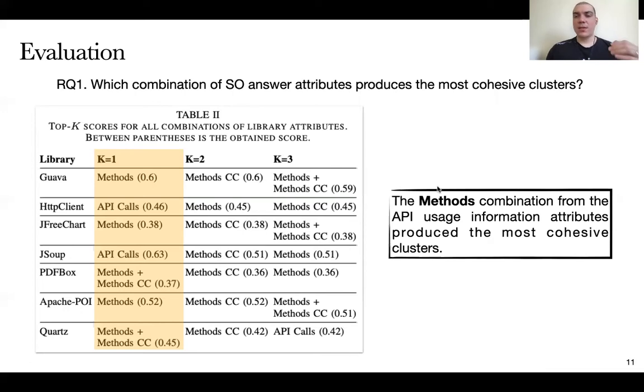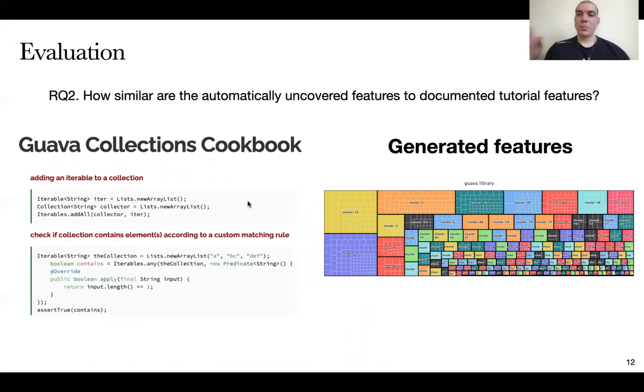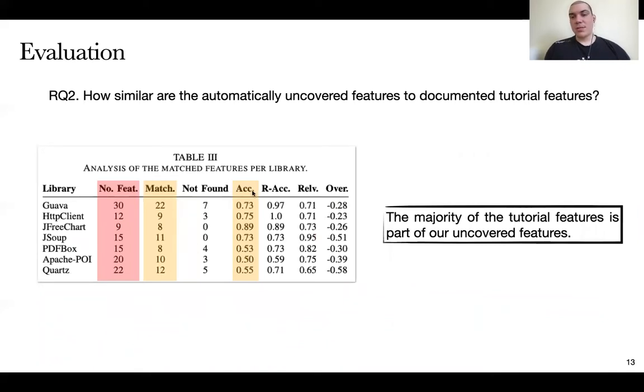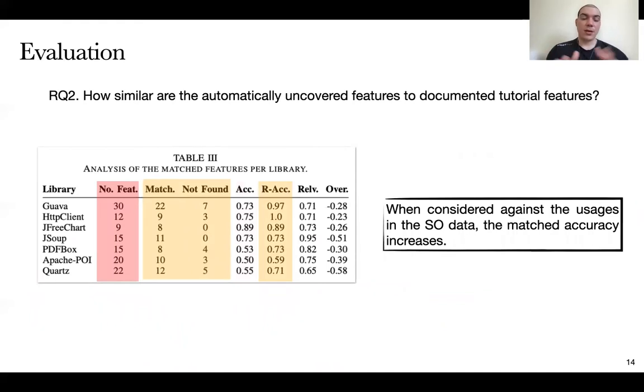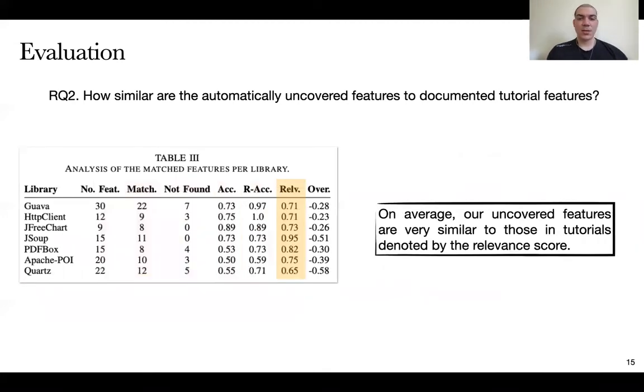We also wanted to research if the proposed features correspond to tutorial features. For example, we extracted cookbooks and tutorials from the libraries that we performed the study on, and we compared them to the features generated by our tool. In this case, we found that a high percentage of them were matched, and if you discard the information that is not in our data, this match accuracy increases. Also with high relevance, because we compare the classes and the methods that are involved in the features generated by our tool and the tutorial features. And on average, our uncovered features are very similar to those in tutorials using this relevance score.